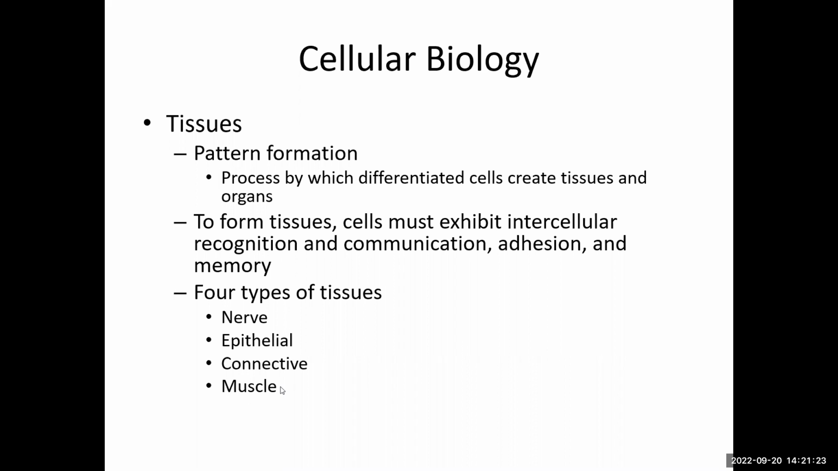In A&P, you should have learned that there are 4 different types of tissues. You've got your nerve tissue, epithelial tissue, connective, and muscle tissues. We're going to talk throughout this semester about each of these individual tissues and what happens to these tissues when things go wrong within the cell.